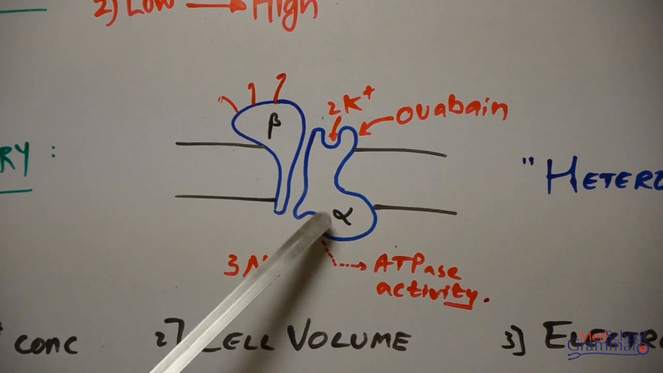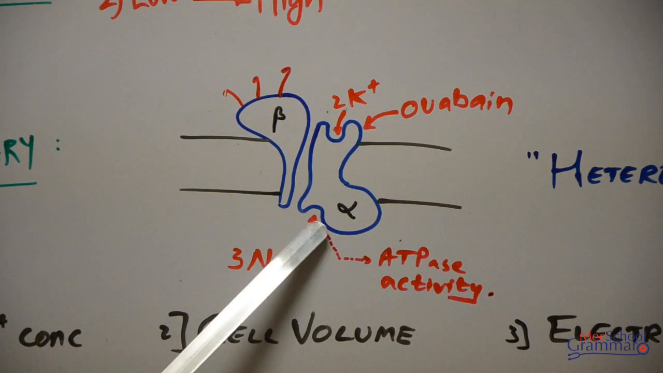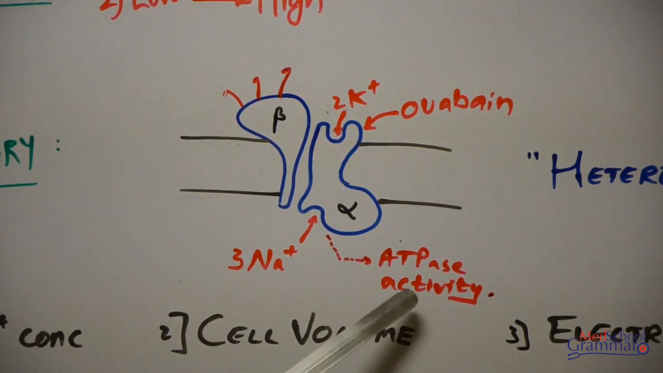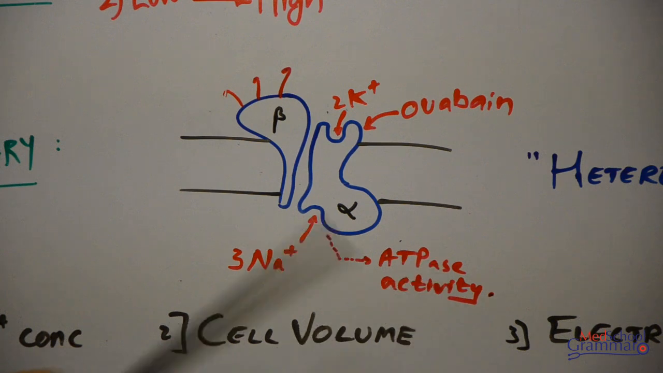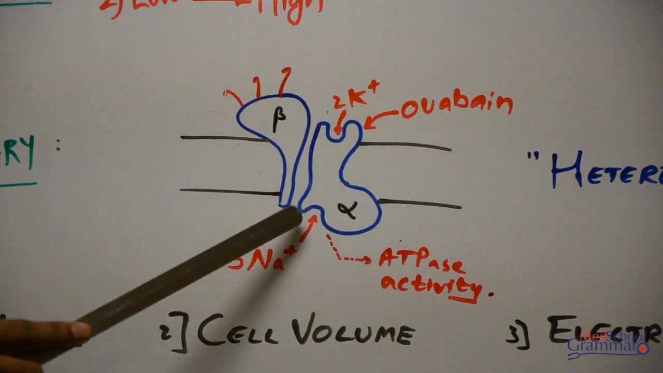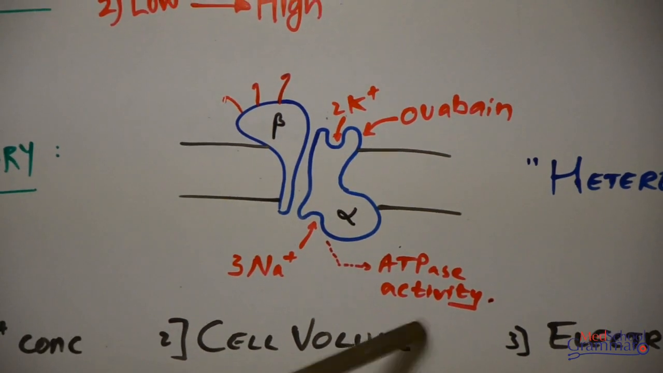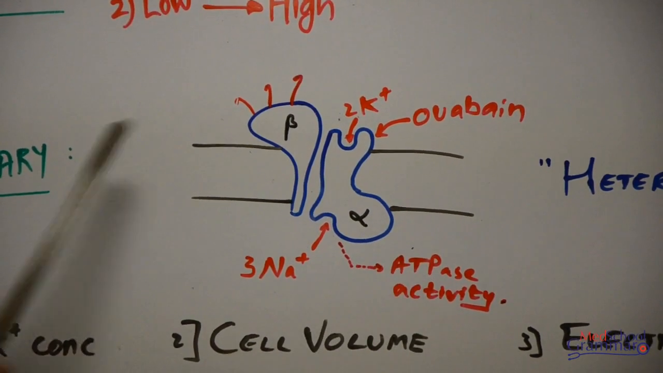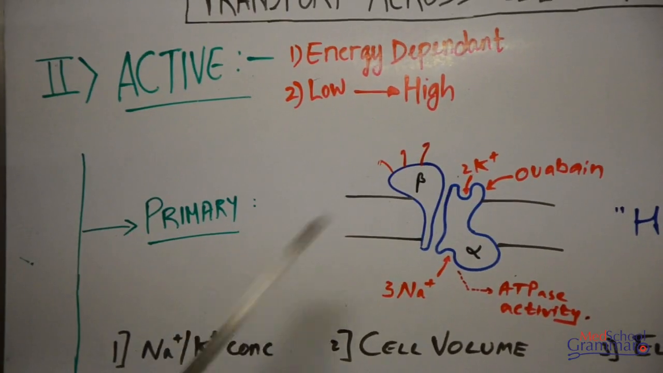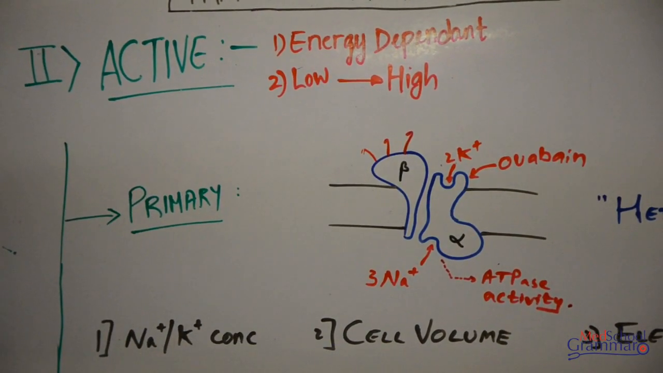On the inner aspect, it has a site for binding 3 sodium ions, and it has an ATP binding site with ATPase activity. ATPase activity cleaves ATP into ADP and inorganic phosphate, releasing energy. Now you can see where ATP is used and why this is called a pump, the primary active transport. Active because energy is used. The energy is in the form of ATP, therefore it is primary active transport. So this is the sodium potassium pump, which is an example of primary active transport.